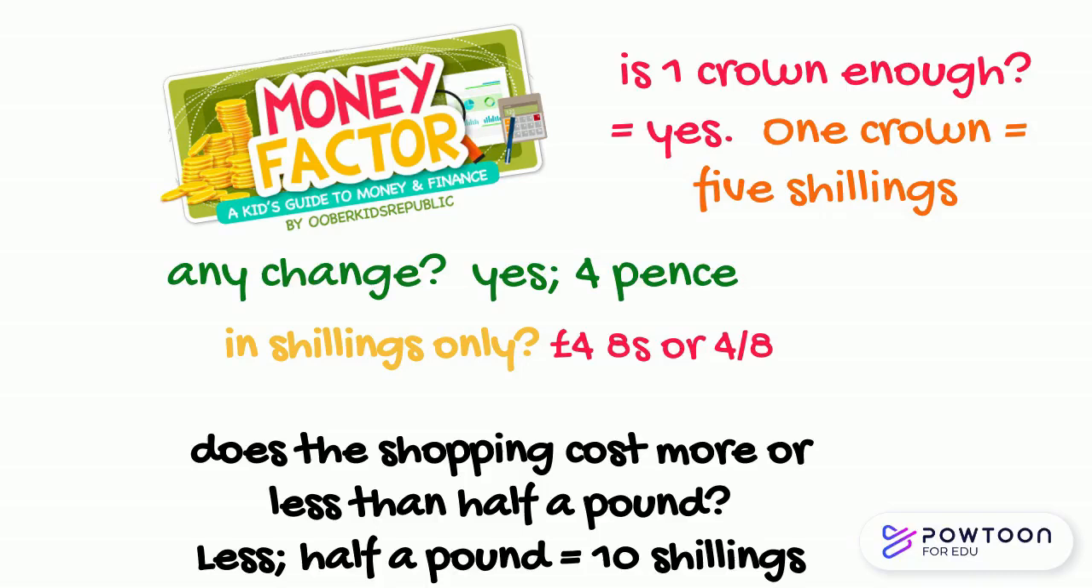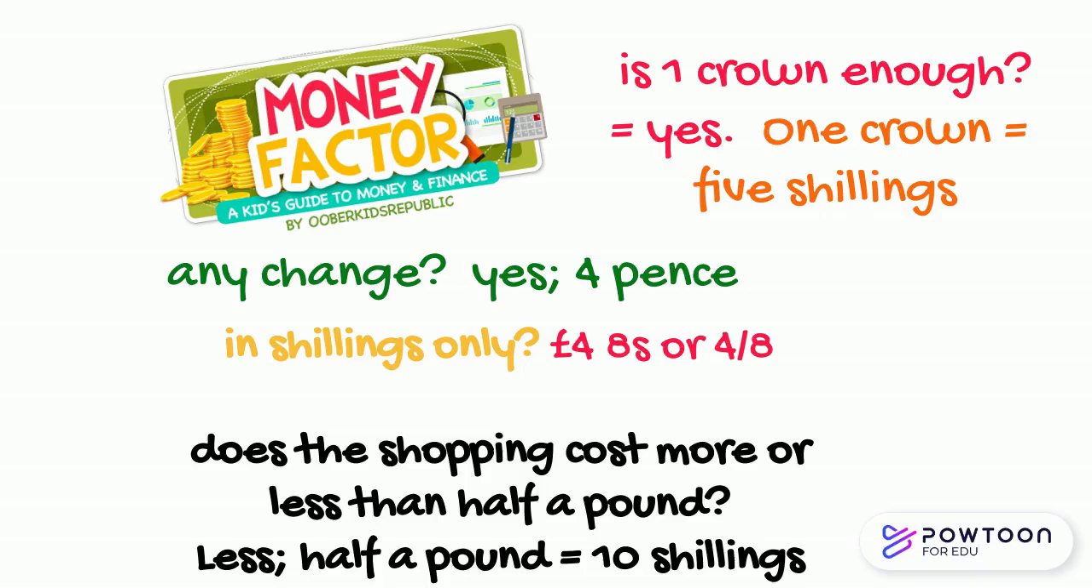Now that you've seen the answers, let's talk about it. Yes, 1 crown is enough to pay for the shopping list that I've given you, the custard, the bread, the milk, because 1 crown equals 5 shillings. Second question was, would you get any change if you had 1 crown? And yes, you would. You would get a change of 4 pence. Remember, it's 12 pence to the shilling, not 10. And this is a very frequent mistake.